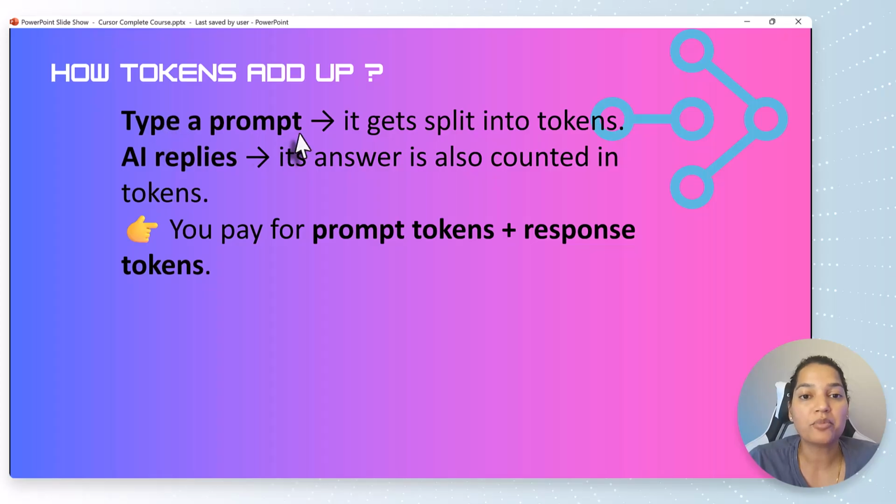You type a prompt, and it gets split into tokens. The AI will reply to you, and the answer is also counted in tokens. So the response that the AI gives also goes towards your token count. You pay for your prompt tokens as well as the response tokens. So it's not just what you are sending to the model, but also what the model is replying, that consumes tokens. And the combination of those two is how many tokens your entire prompt with the response has used, and then you will be charged accordingly.